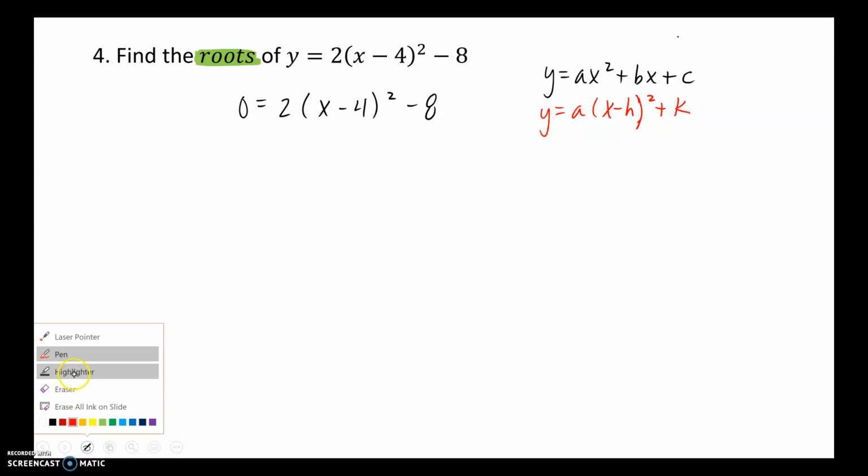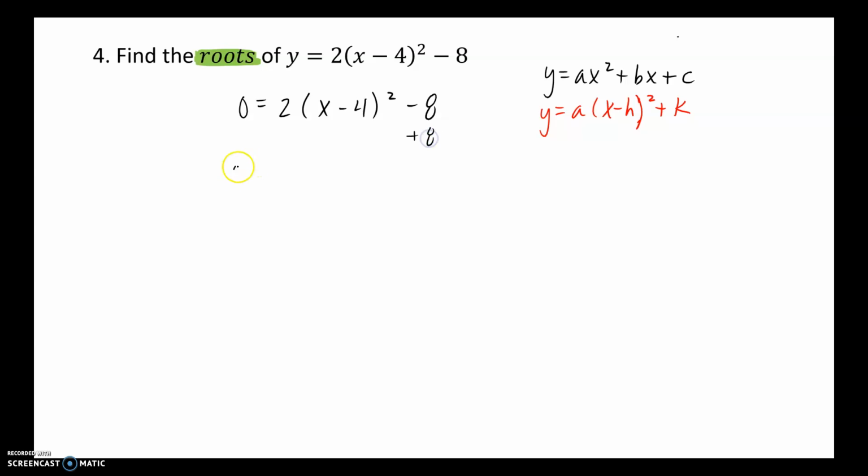I can go right to solving this just by getting the squared piece on one side of the equal sign and the number on the other side of the equal sign. How do I do that? First thing, I'm going to add 8 to both sides of the equation. Next, I'm going to divide by 2. So I get 4 is equal to x minus 4 quantity squared. Okay, so standard form, factoring or quadratic formula. Vertex form, let me isolate, let me get alone that piece that's being squared.